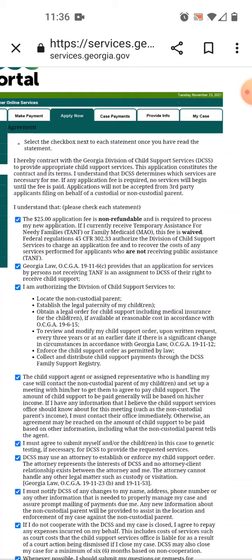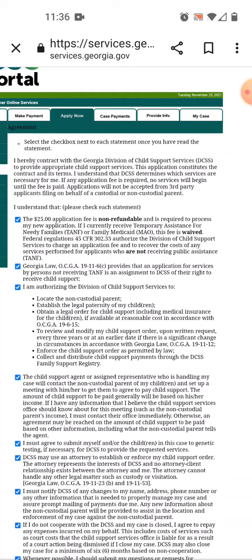Right here, as you see, the number one is that it tells you that you have to pay a fee. It's non-refundable. That's a federal code. It's the authorized division of child support to charge an application fee, and to recover the cost of any services performed for the applicant who are not receiving public assistance. Let me zoom in on that a little bit.